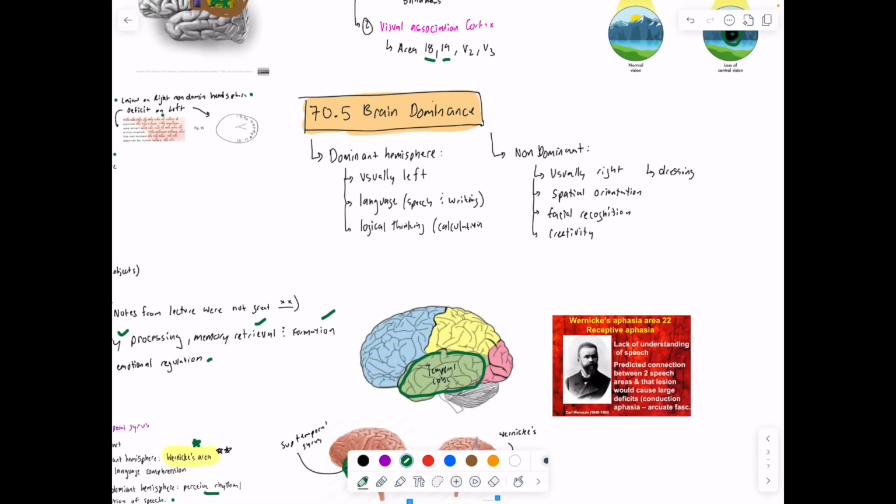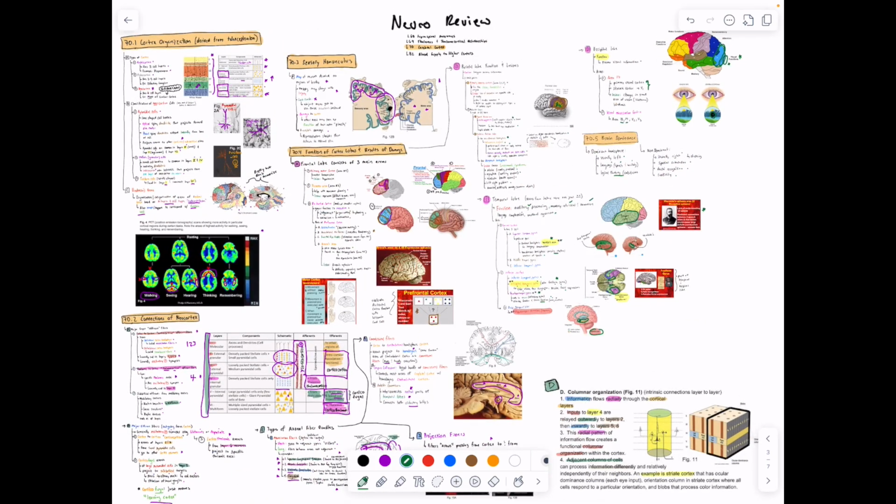All right, finally we have brain dominance. Just a quick thing. The dominant hemisphere is usually the left, but not always. It deals with language, speech, and writing. You can remember this because dominant, you think Wernicke. So if you are damaging Wernicke's area, you can have a hard time understanding speech. It also does logical thinking, calculation. Then we have the non-dominant side, which is usually right. This is spatial orientation, facial recognition, and creativity. All right, so that's it.